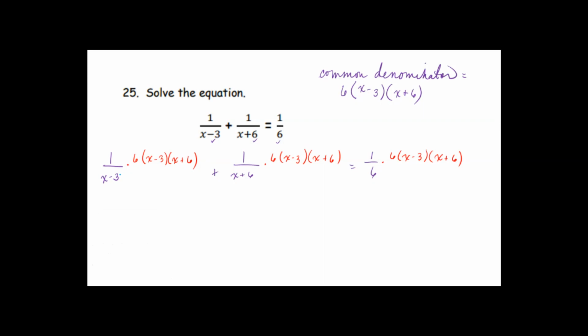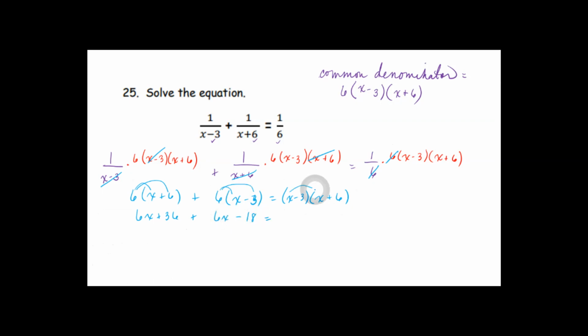I see my x minus 3's cancel. I'm left with 6 times x plus 6. Plus, I see my x plus 6's cancel. 6 times x minus 3. Then I see my 6's cancel, and I'm left with x minus 3 times x plus 6. Much better equation to solve because I don't have the fractions. So let's distribute here, 6x plus 36, plus distribute here, 6x minus 18.